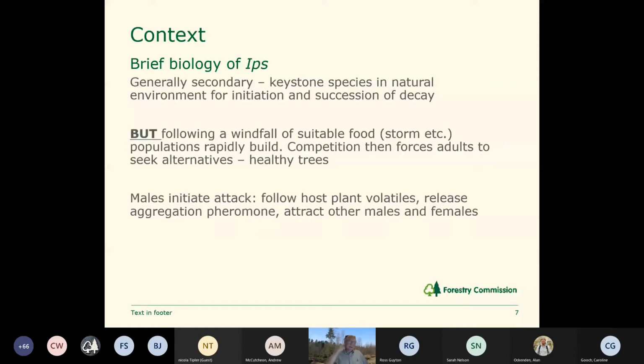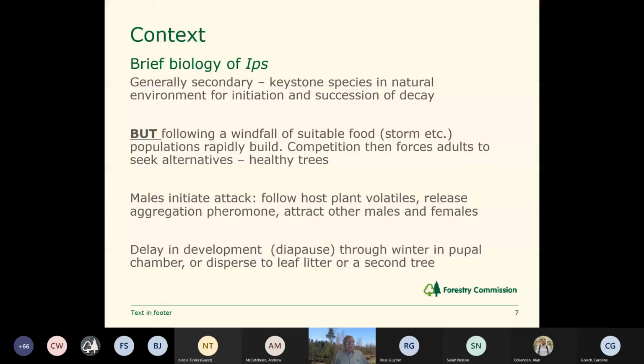The males initiate an attack, and they follow plant volatiles from the host trees, releasing an aggregation pheromone which attracts others, both male and female, to the party in effect. So trees that are stressed by wind or harvesting or damage are releasing lots of volatiles which attract the insect and provide the opportunity.